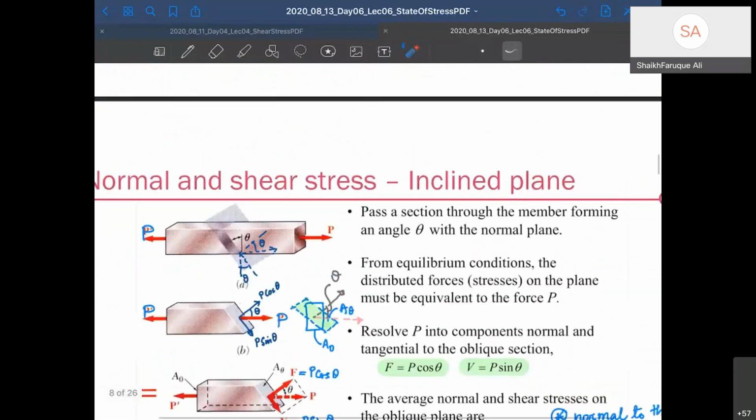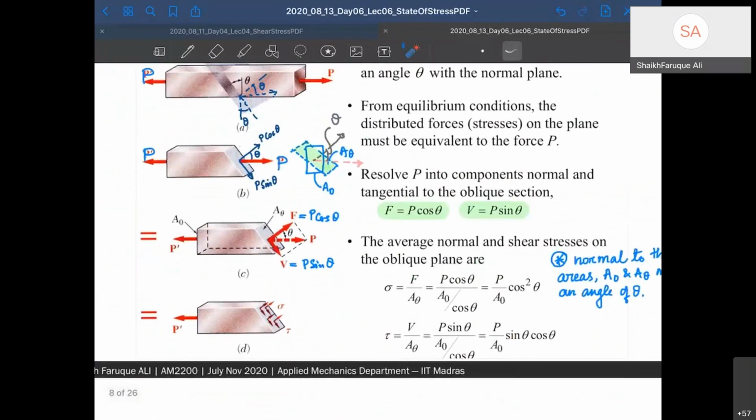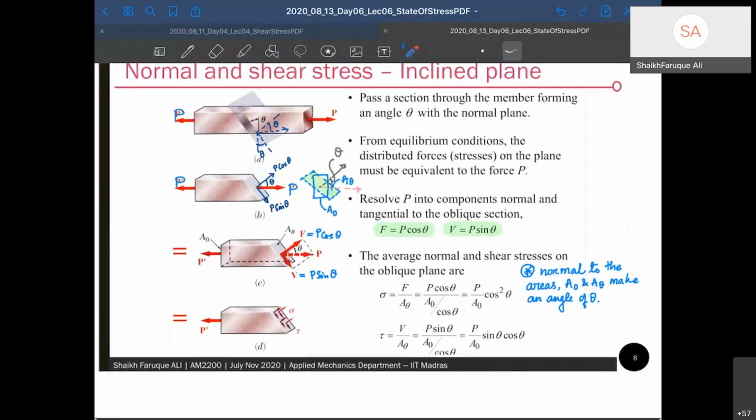Now there is a shear stress appearing because there is a shear force that has come into play. So that will be V by A theta, and that comes out to be P by A0 sin theta into cos theta. Okay. Up to this, I hope this is clear. Now, we are looking at 1D, right? We are not looking at 2D. We are looking at 1D here, and therefore we are getting this too. So normal to the areas, this is okay.